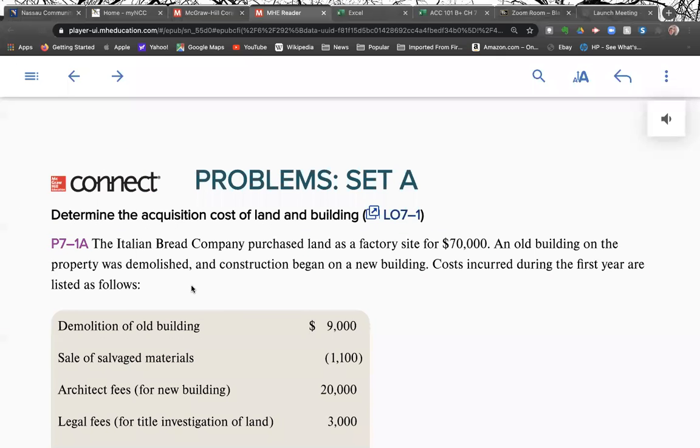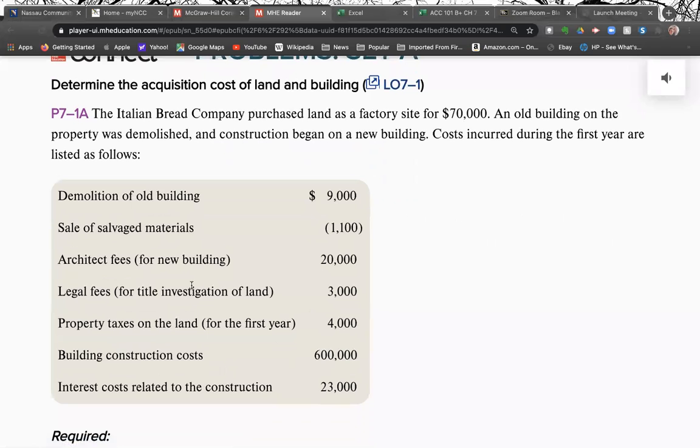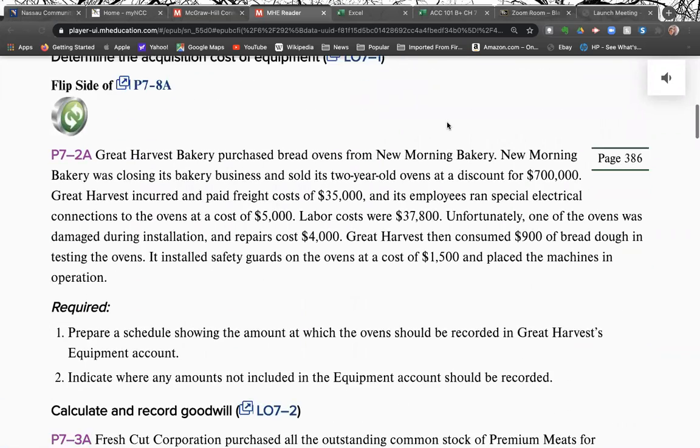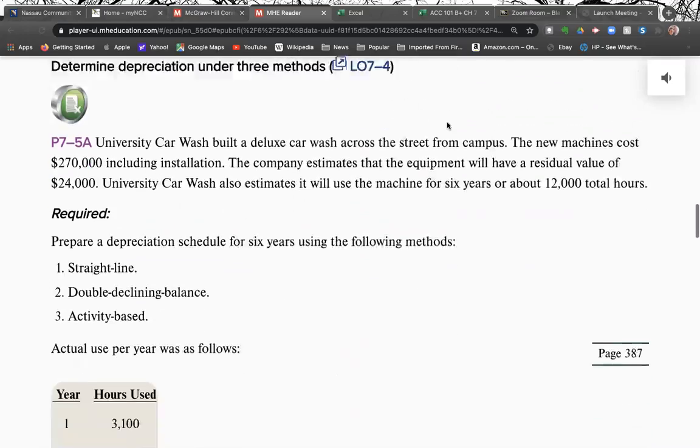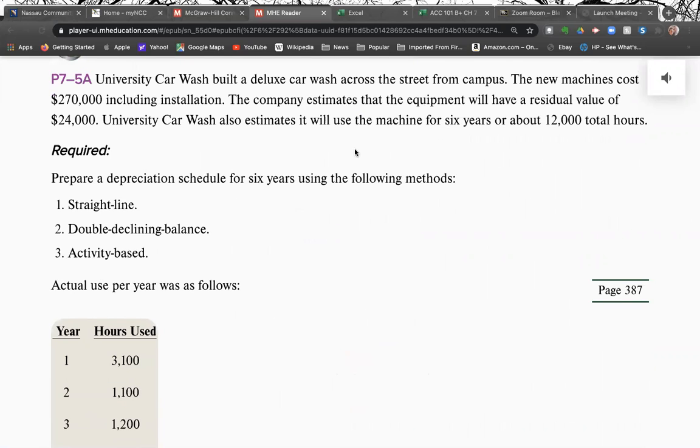This was the problem we had to do, problem 7-1A. The Italian bread company purchased land as a factory site for $70,000. An old building on the property was demolished. Oh, no, we did that one already. I'm sorry. This is the one on depreciation.